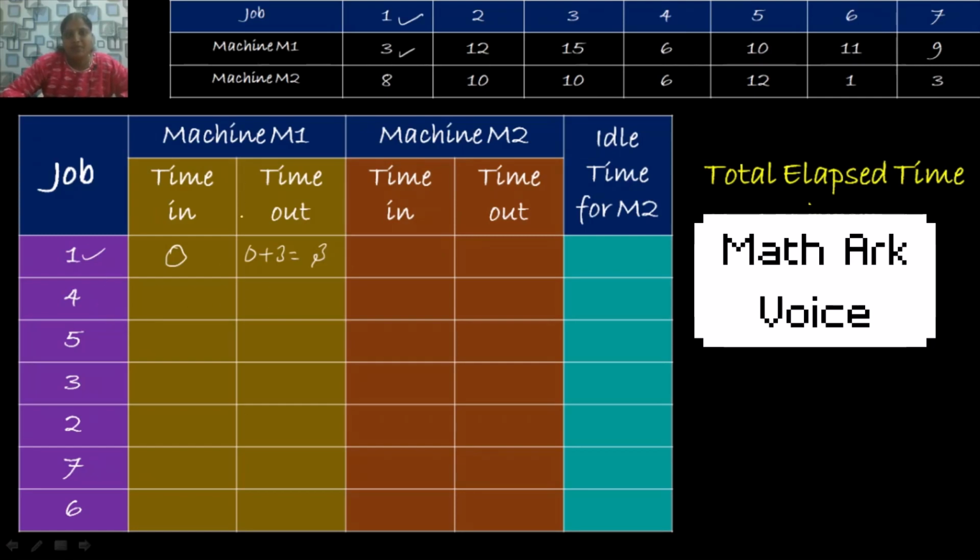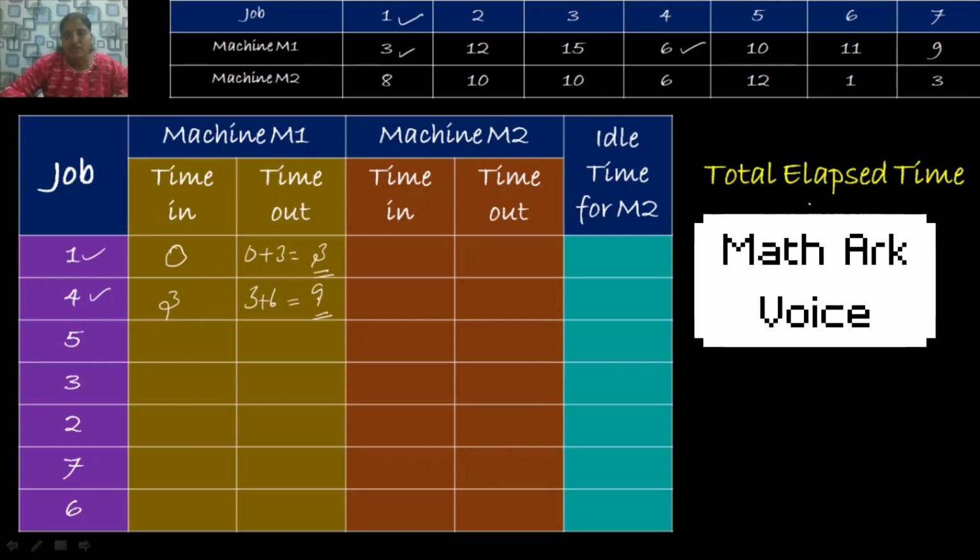First we have to complete the processing times on machine M1 and then we move on to machine M2. The time out of the first job is the in time of the second job. So job 4 has to wait till job 1 has completed its processing time on M1. So this time out of job 1 is the in time of job 4. Job 4 enters machine M1 at 3 hours, and needs 6 hours of processing time on M1. So 3 plus 6 equals 9 hours. So job 4 has completed its processing time at 9 hours.